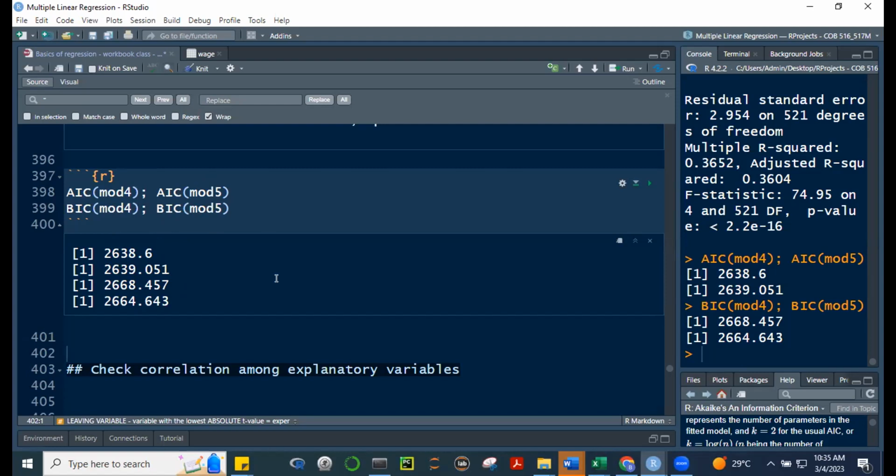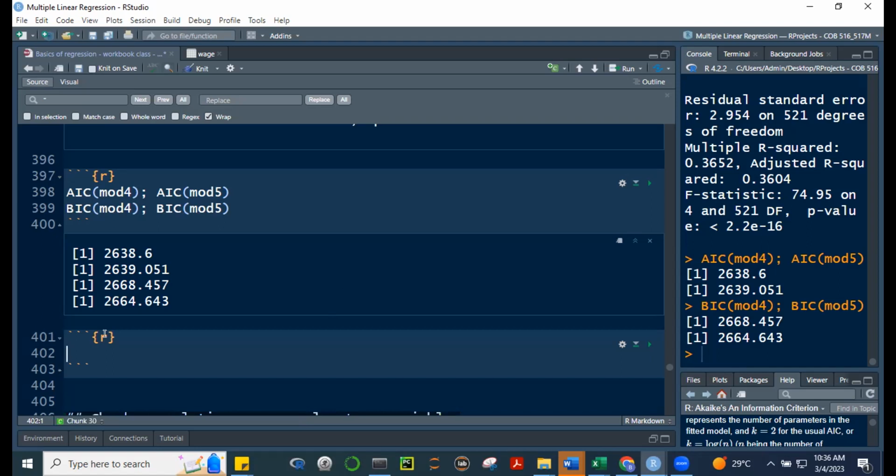Because there's a reason for that. But we will not go into why people prefer AIC, although BIC has its strengths. Maybe in some future session we will focus on the differences, but I'm a bit short on time today. All right, and what's more important is the ANOVA. Let's do the ANOVA, model 4 versus model 5.